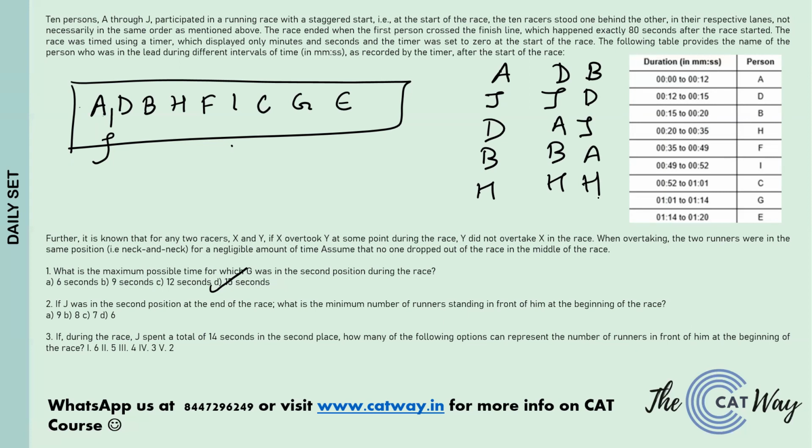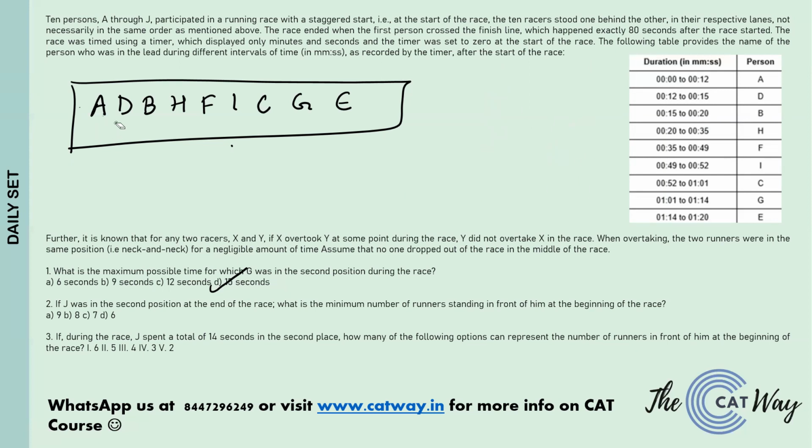Okay, now J has already shifted to third position, so he can never come second. If you keep him in any place, you will find that he will be shifted from the second position. To get to the second position at the end of the race, the only possibility is, even if you keep him over here, when the situation was C, J, G, and E, then J was in the second position.